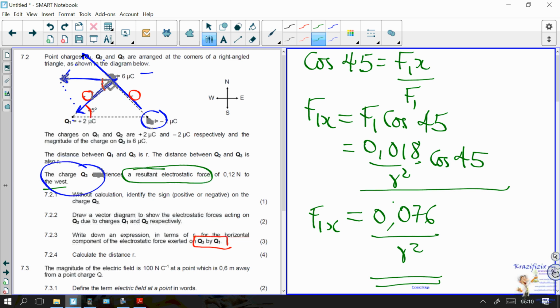All right. The next question says calculate the distance r. How do we work through the distance r? Remember, we are given a resultant force. So do we use our resultant force here? Let's see. Okay, how do we work this?